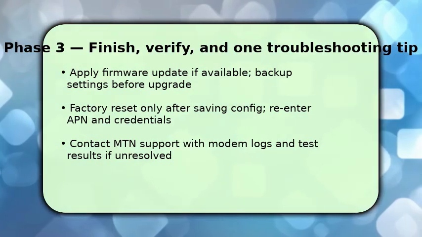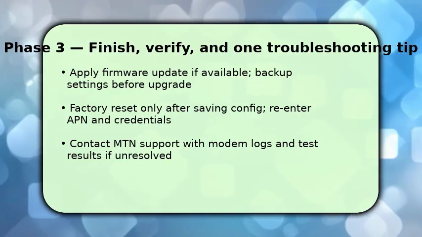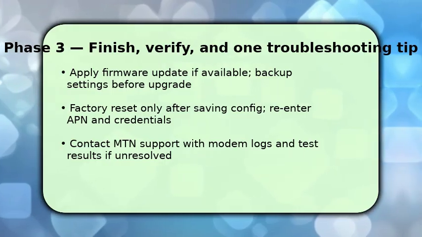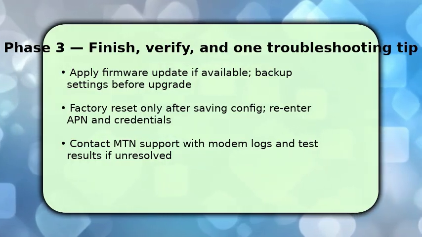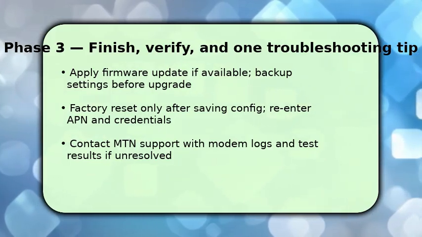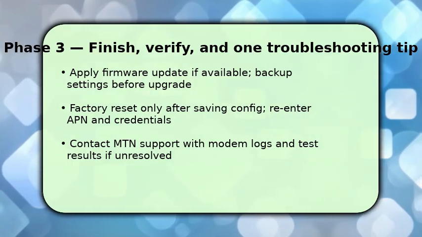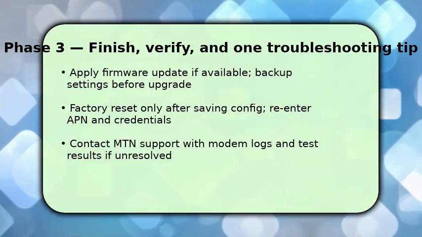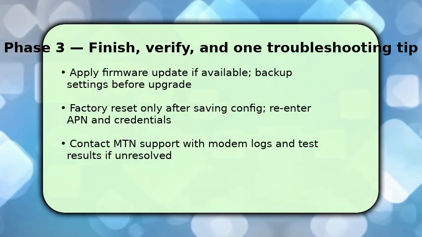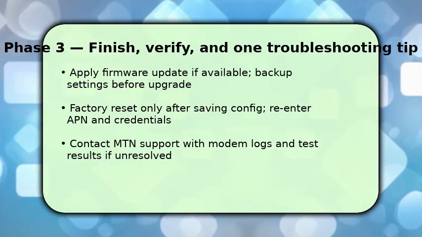Finish by updating and, if needed, restoring defaults. If a firmware update is available, back up your configuration first and then apply the update. This fixes known bugs. If problems remain, perform a factory reset only after saving settings, then re-enter the APN and authentication details exactly. If you still have issues, collect logs, signal stats, and speed test results and contact MTN support. This evidence speeds troubleshooting and helps technicians pinpoint whether the fault is local or on the network.